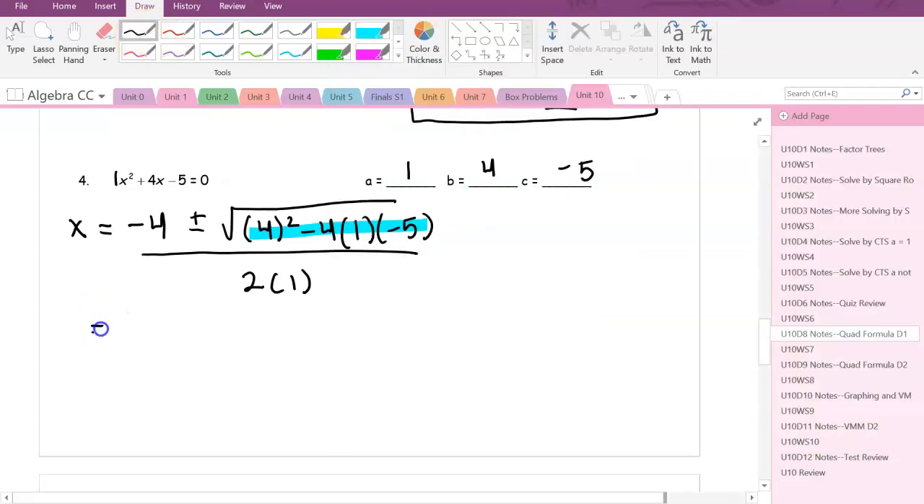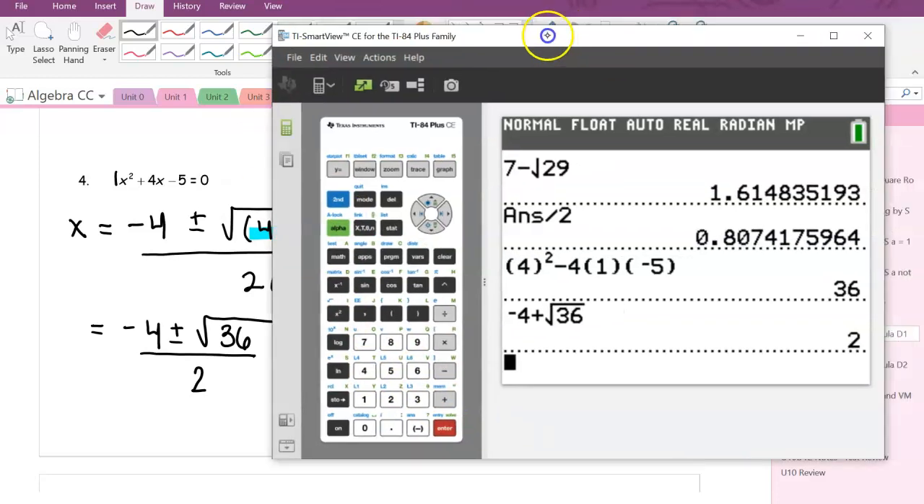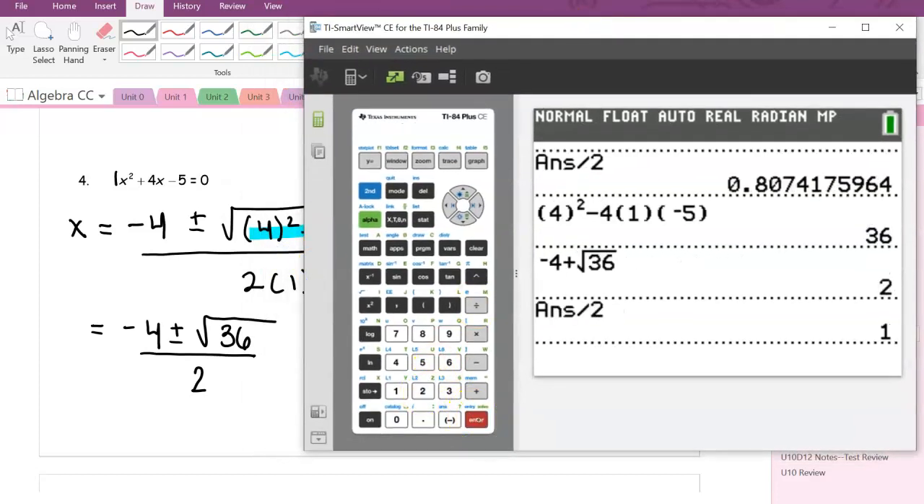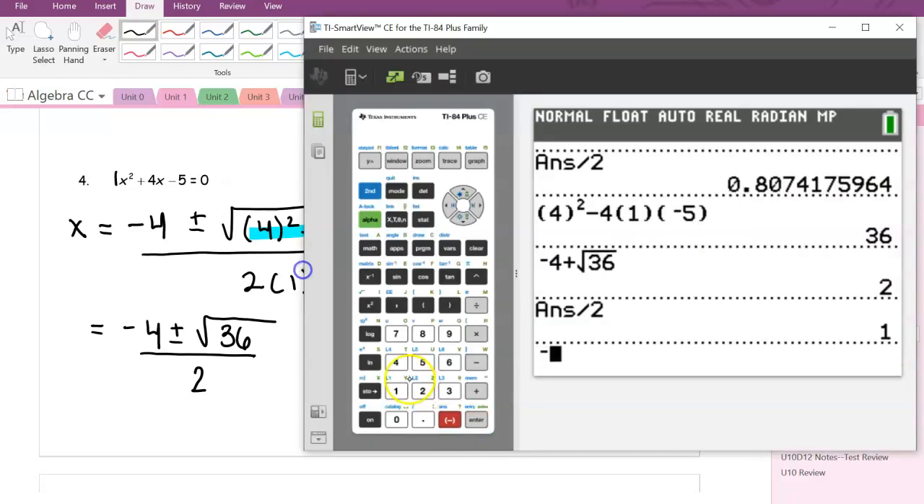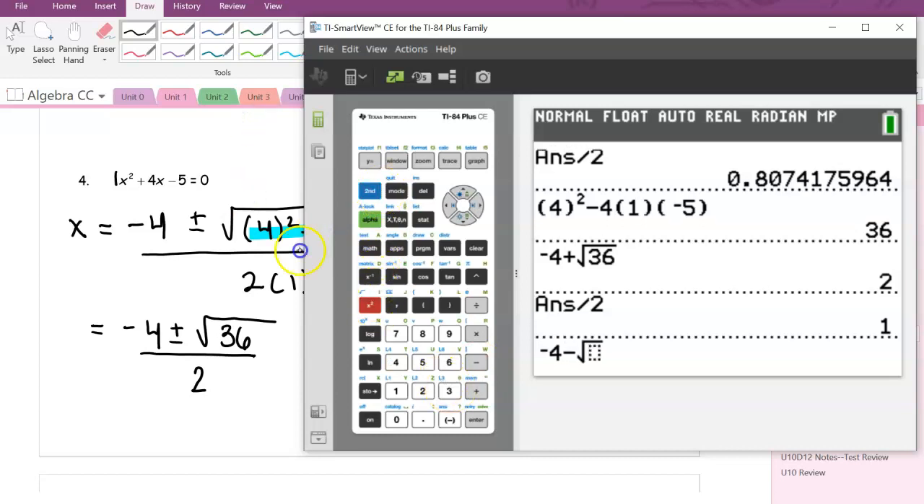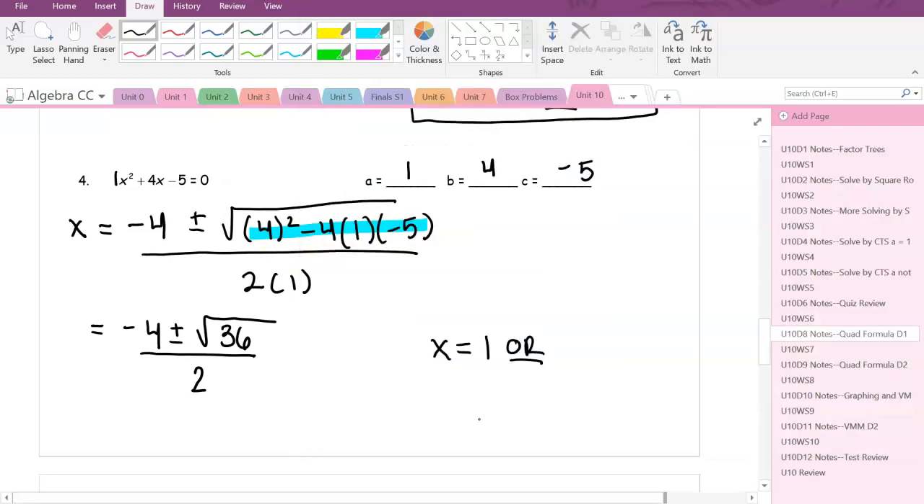So now we're going to rewrite this. We're going to simplify it. We have a square root of 36. 2 times 1 is 2. And then the last thing we'll do is actually type this into our calculator twice. Negative 4 plus square root 36, enter. Divide by 2. So the first answer is 1. All right, and then we do it again. Negative 4 minus square root of 36, enter. And dividing by 2, our second answer is negative 5. All right, and so that is what x is.